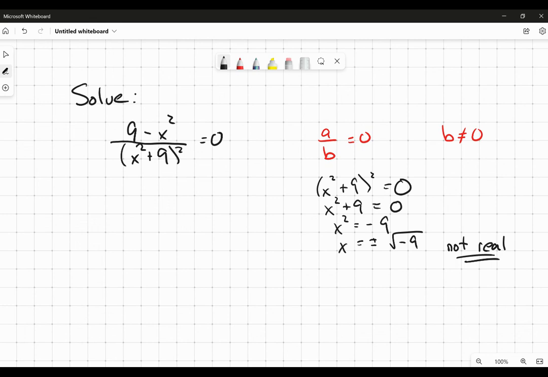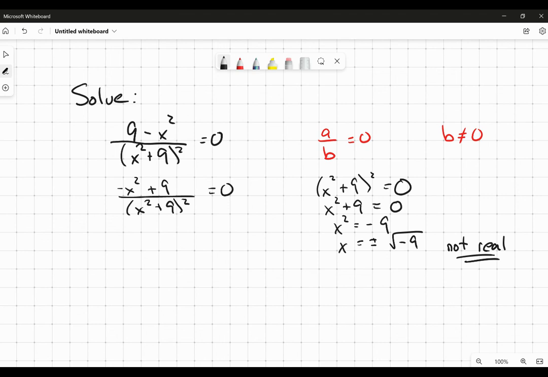The other thing I'm going to do to this equation before I go any further is I want my math to look pretty. I don't like the way it looks when I see this 9 minus x squared. That feels wrong. There's nothing wrong with it, but it would look better if I changed the order and made it x squared plus 9 over x squared plus 9 squared equals 0. Okay, that looks better. I like having that variable first.